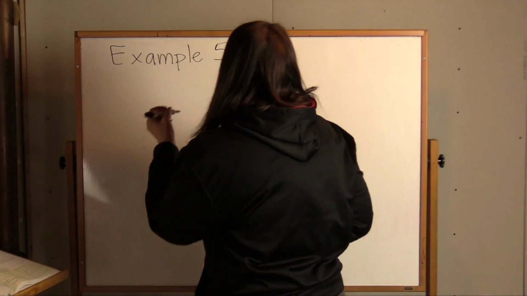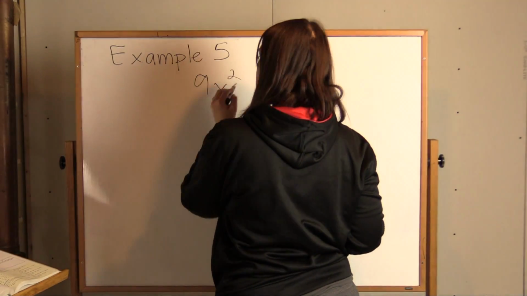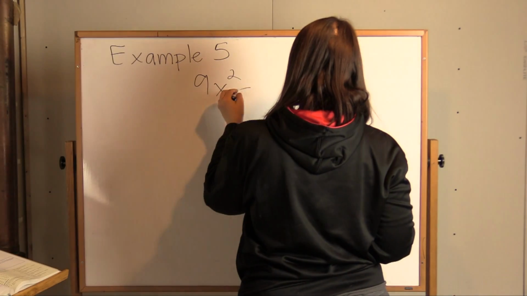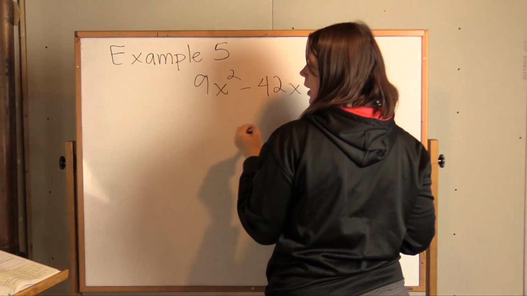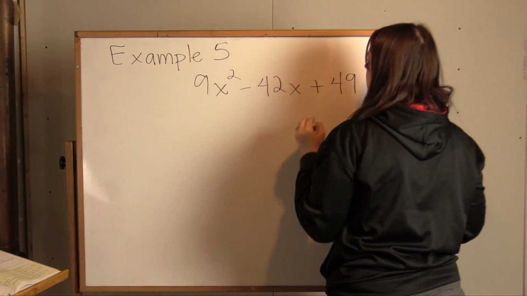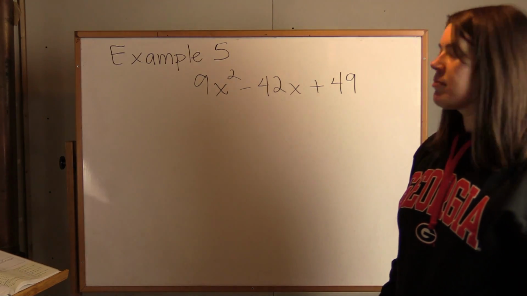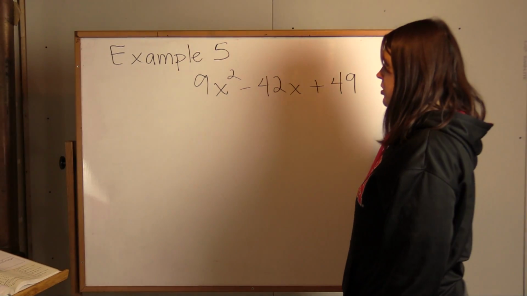Okay, so 9x squared minus 42x plus 49. All right, what's the very first rule? Look for something that can factor.